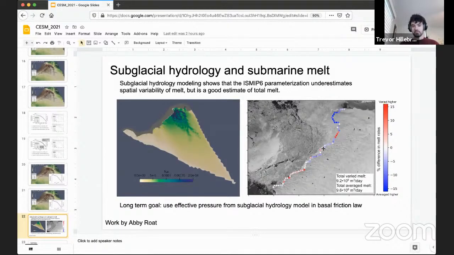And so we see that using the simple treatment, we're underestimating spatial variability, but the total budget of melt is the same to within about 5%. So we feel justified using this simple approach for now. However, a longer term goal of the subglacial hydrology work is to use the effective pressure field from the subglacial hydrology model to feed into a basal friction law that is effective pressure dependent.